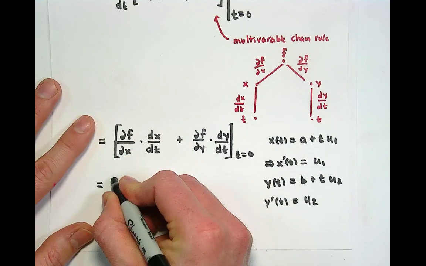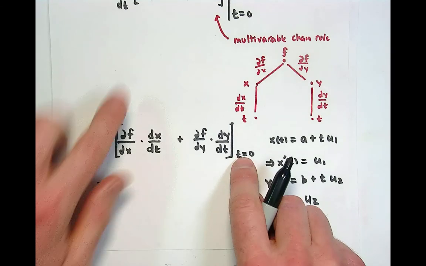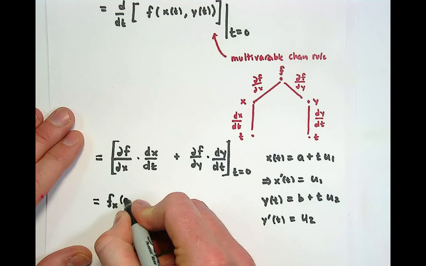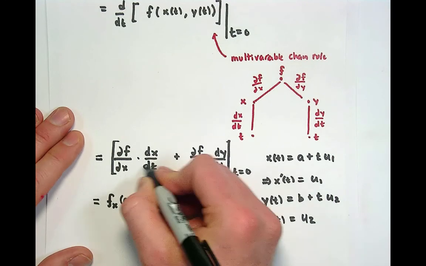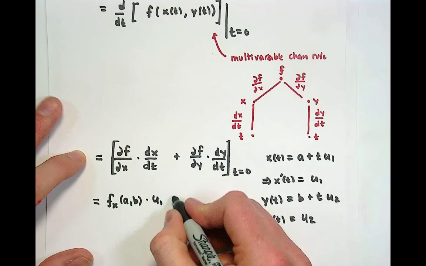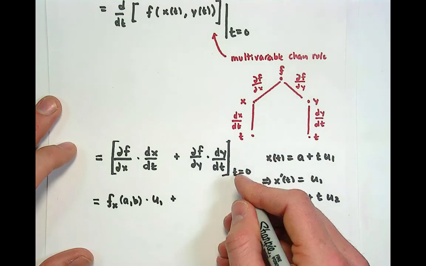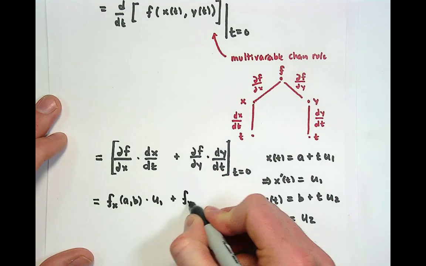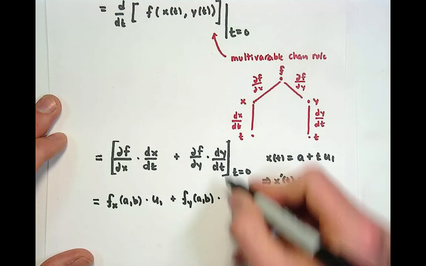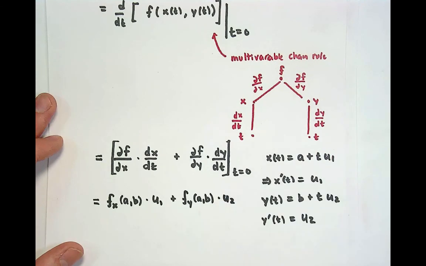This was going to be our derivative evaluated at t equals 0, but at t equals 0, the x of t coordinate is going to be a comma b. And then here, the derivative of x with respect to t at t equals 0, well, we just saw that that was going to be u1. Similarly, the partial derivative of f with respect to y evaluated at t equals 0 would be the partial derivative of f with respect to y at the point a b. And then the ordinary derivative of y with respect to t would be u2.